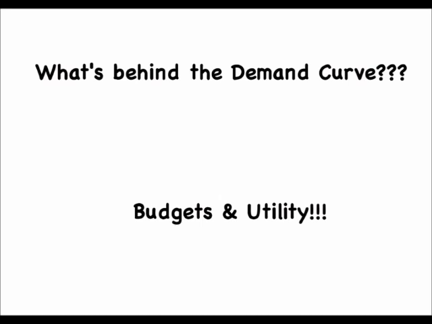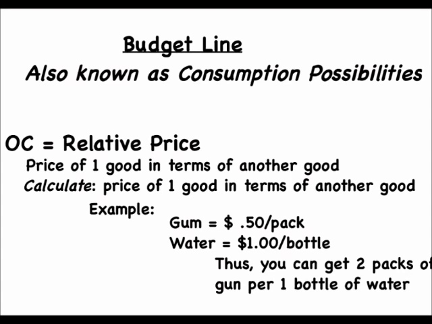Demand equals marginal benefit. Keep that in mind. Utility is defined as levels of satisfaction. So that being said, let's dive into this. First thing we want to know is this idea of consumption possibilities.